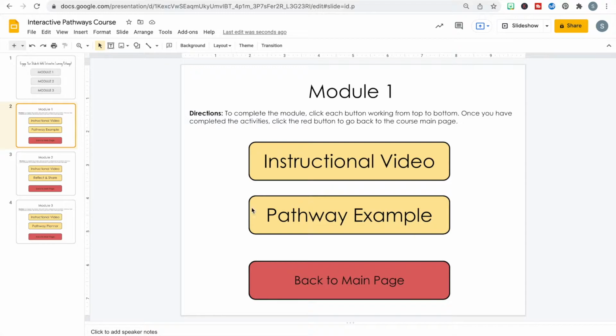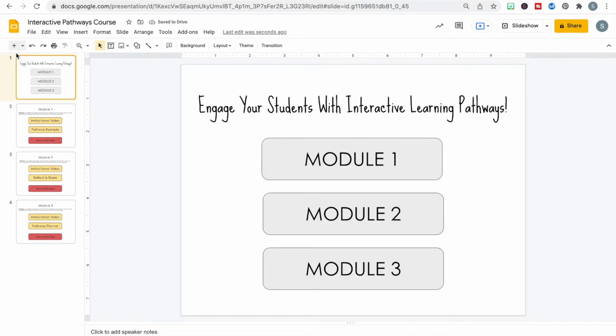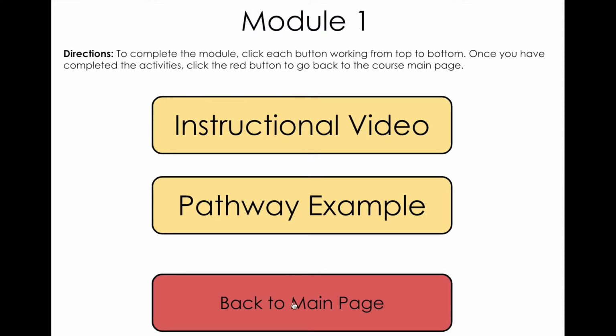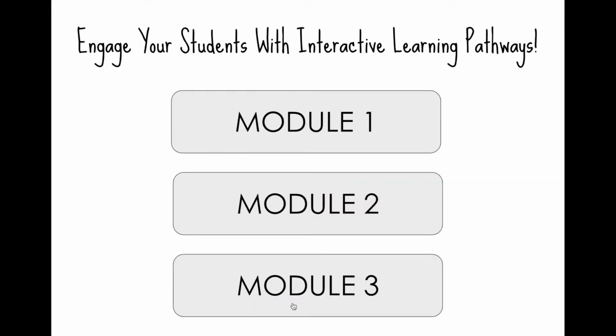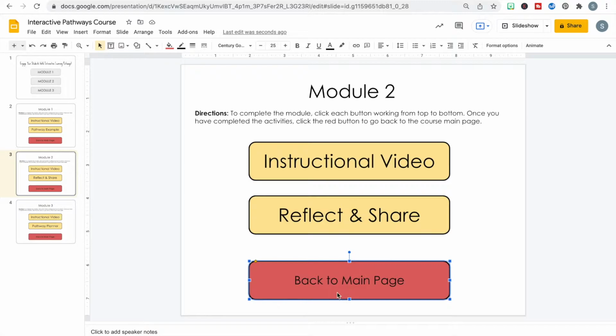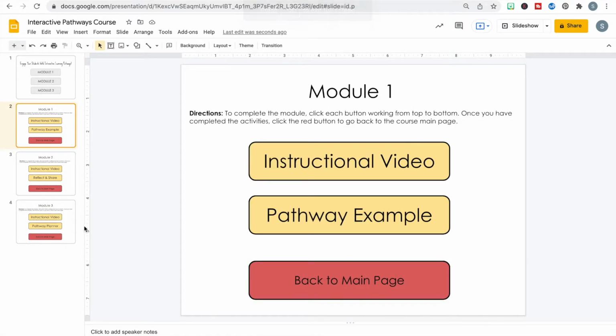So if I start with Module 1 and I click this button, I want to link it to slide number 1 because slide number 1 is my main page. So let's see if that worked. We'll go to presentation mode. So now if I click back to main page, it takes me right back to where I need to go, so that when the learner is all done with their activities in Module 1, they can get back to their starting point. So now I'm going to go through and do the same thing for Module 2 and 3. So now we have all of our modules linked to our main page.